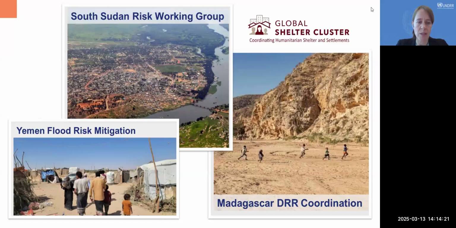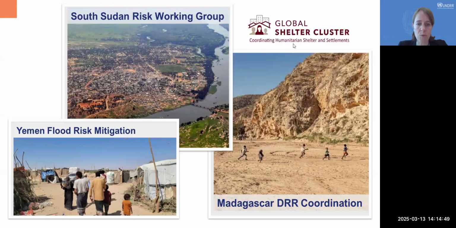So, for example, in South Sudan, a risk working group was established with the support of UNDRR. That brought together actors from across development and humanitarian spheres, also across sectors and clusters. And that really then paved the way for joint risk analysis and working together across these different actors, building on a joint risk analysis and a shared understanding of risk.